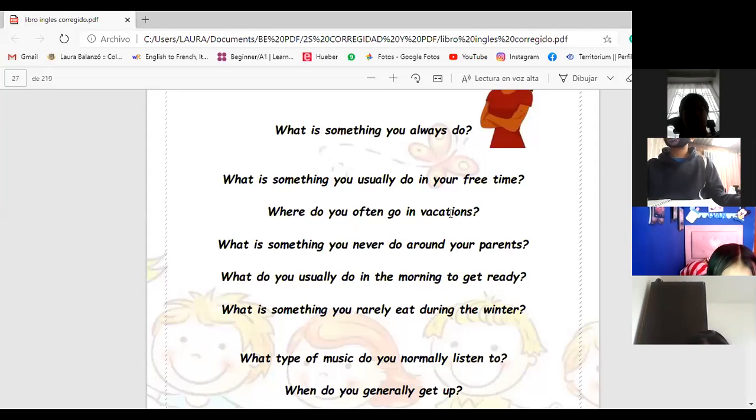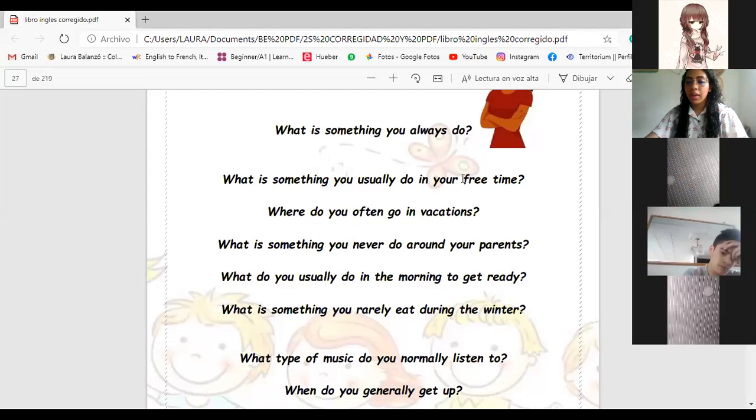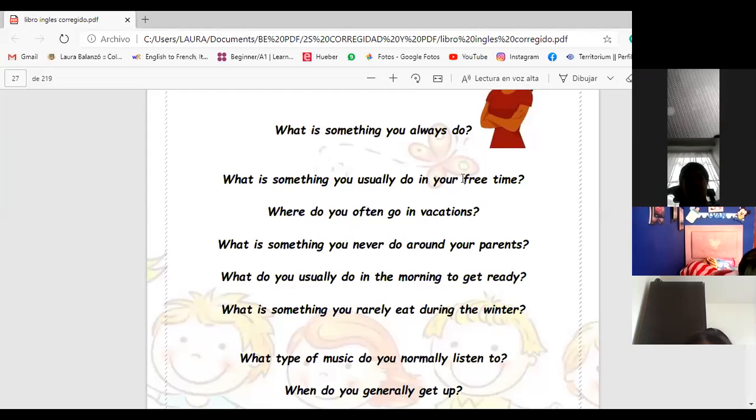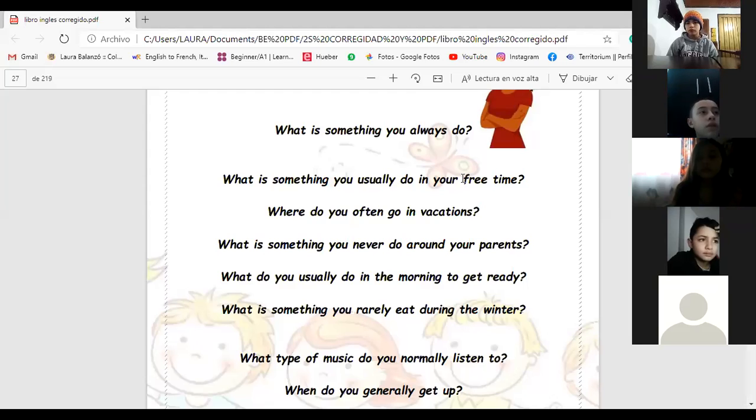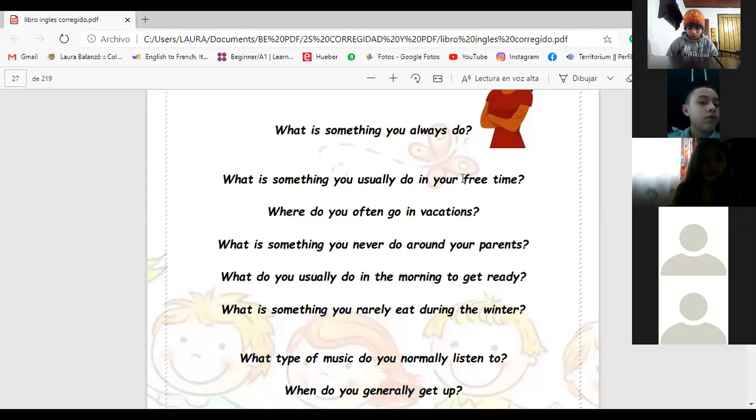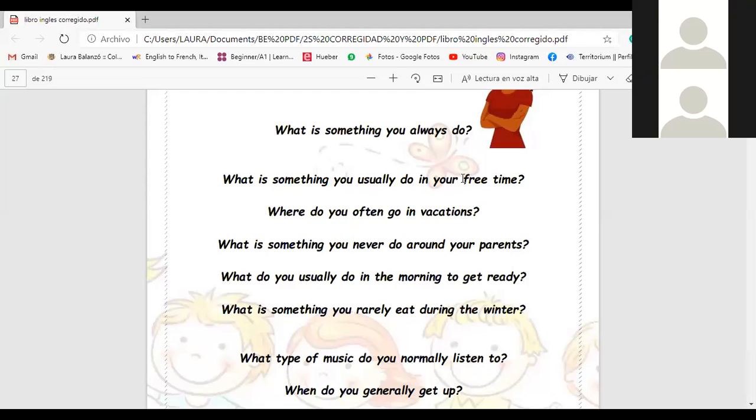What is something that you always do? Que es algo que usted siempre hace. I always kiss my mom. Who wants to try? I always play football. You always play football. Perfect. Who else? ¿Quién más? Andrés. All right. I always play with my brother. You always play with your brother. All right, perfect.